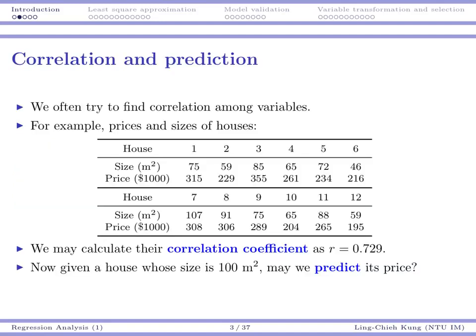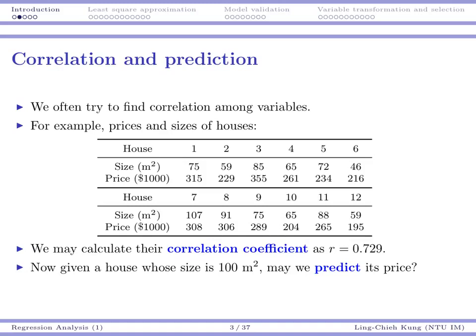In many cases, when we are given a few variables, we will try to find their correlation. For example, suppose I have a set of simple data with 12 houses. For each house, I have its size and its price, or the selling price. So I am wondering whether the size can somehow determine the price, or what's the relationship between each other, because intuitively, if a house is larger, then its price should become higher.